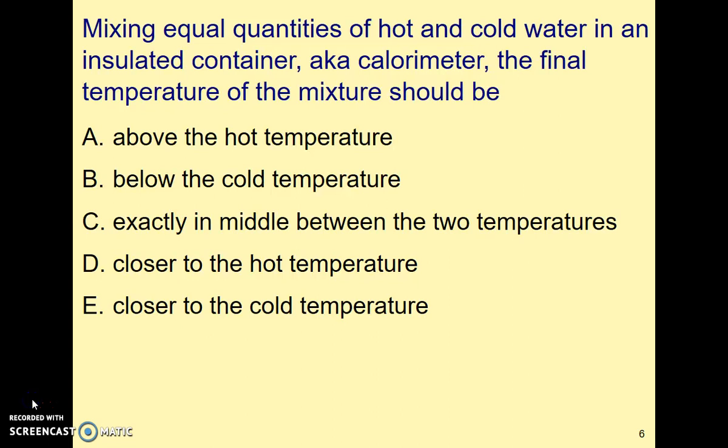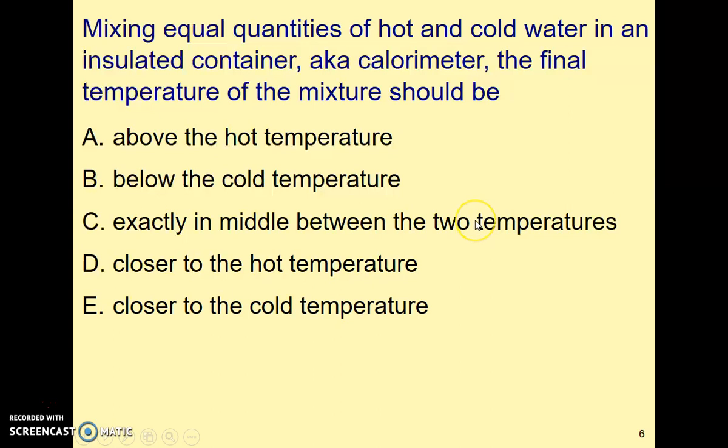Now we're going to talk a little bit about thermal equilibrium. Let's say you have equal quantities of hot and cold water in an insulated container, which is called a calorimeter, which we're going to deal with on Tuesday. It wants to know what the final temperature of the mixture will be at thermal equilibrium. This assumes that no heat is lost to the air, and that's why we're using an insulated container, which is a very big assumption that we're going to talk about on Monday. If you mix equal quantities of hot and cold water, the heat from the hot water is going to move into the cold water until the temperature is in between the two temperatures of the hot and cold water.